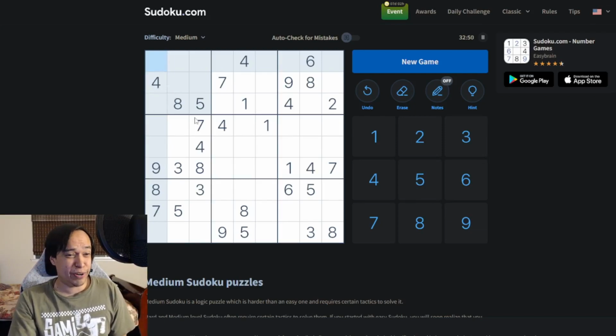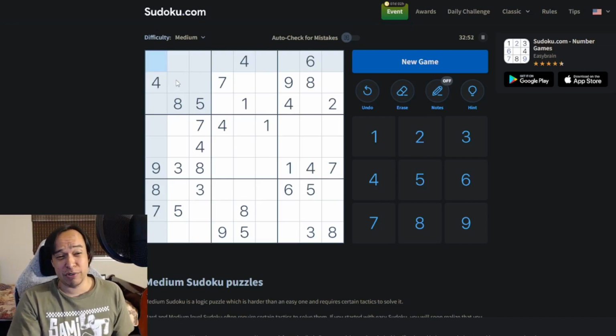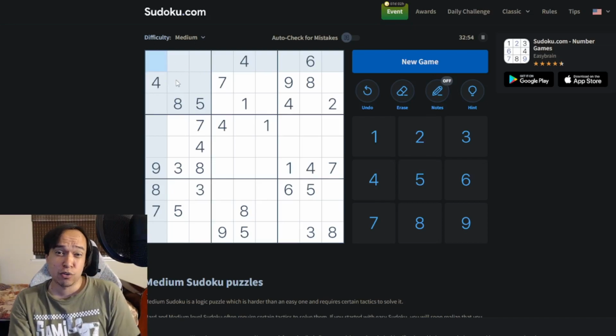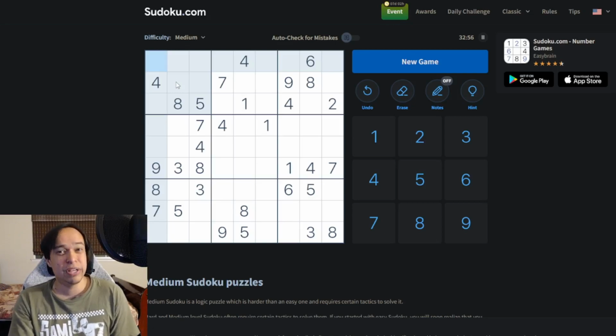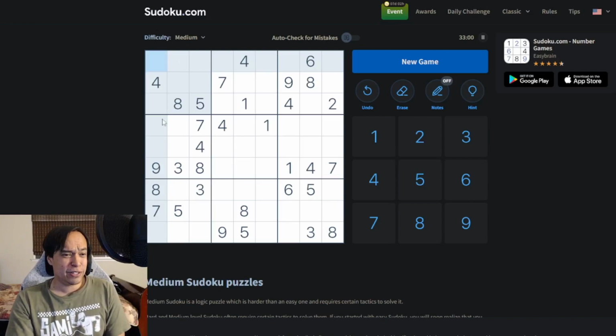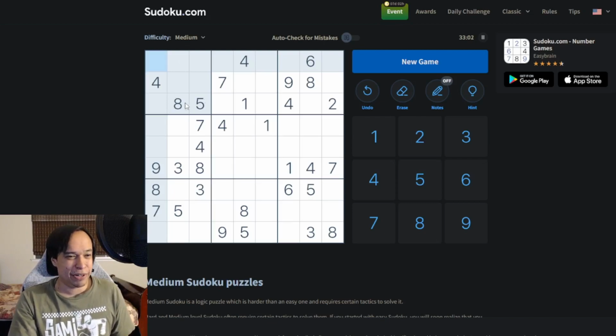So in this square here on the very upper left, we have 3 numbers. We have the 4, the 5, and the 8. So we're missing a 1, a 2, a 3, a 6, a 7, and a 9. So if I look at these numbers here, I just had the number in my mind somewhere. Give me 1 second. So okay.